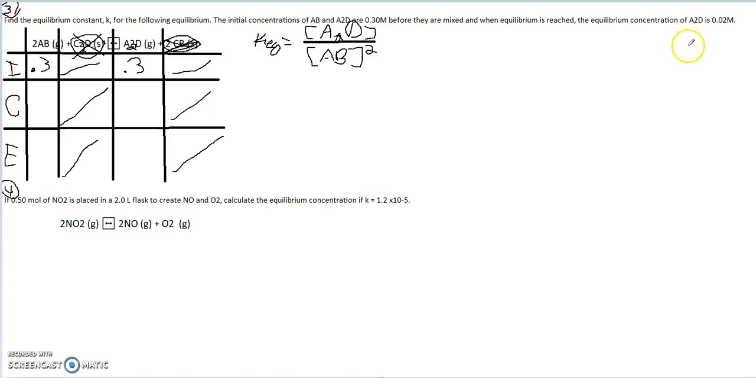Then it also gives us one other piece of information. It says the equilibrium concentration of A2D is 0.02, which is going to go right there, 0.02, which is fine. Now, that tells us something here, because obviously this has to be what changed between here and here, because if initially you started here and you end up here, something has to change in the middle. So clearly we subtracted something to get from 0.3 to 0.02.